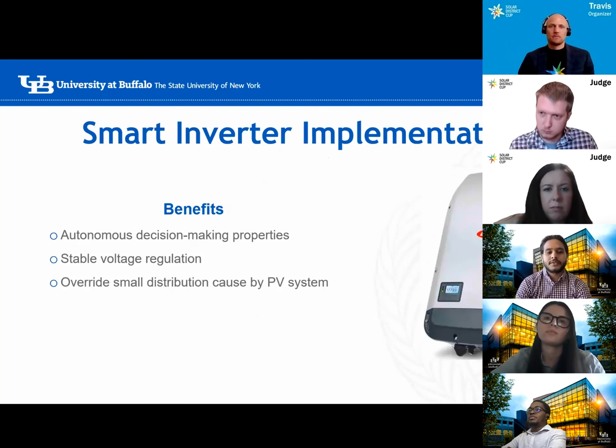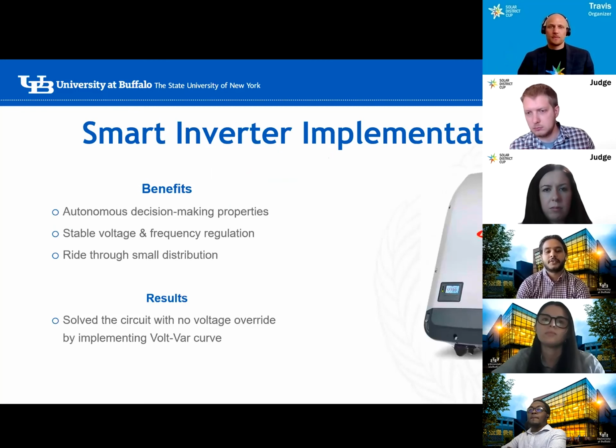For our voltage overloading issues, we have implemented smart inverters in our PV designs. Smart inverters are just like inverters with autonomous decision-making properties. They provide a stable voltage output. Adding a smart inverter did solve our OpenDSS code without any voltage override by implementing a volt function.